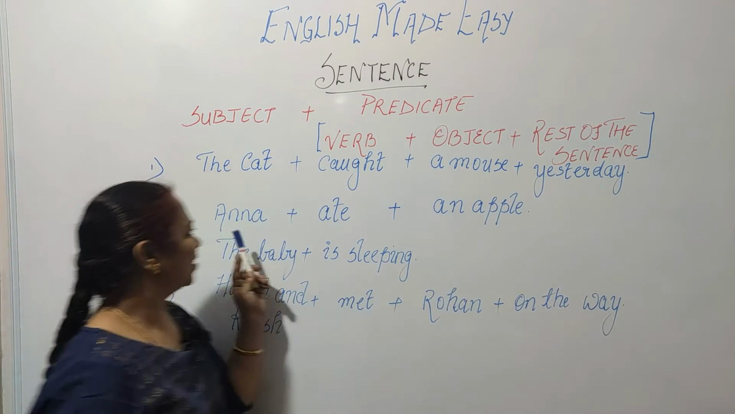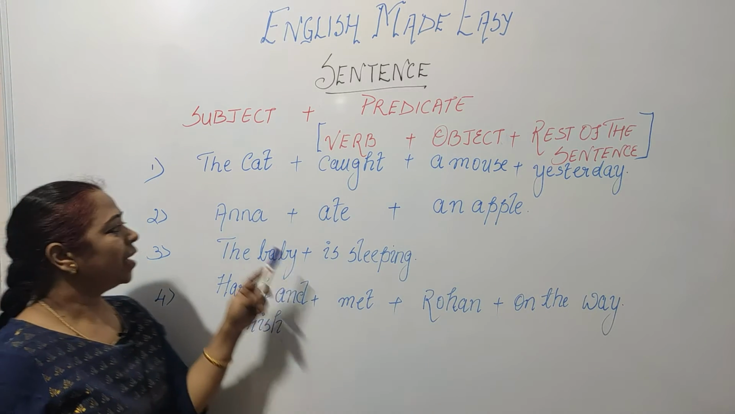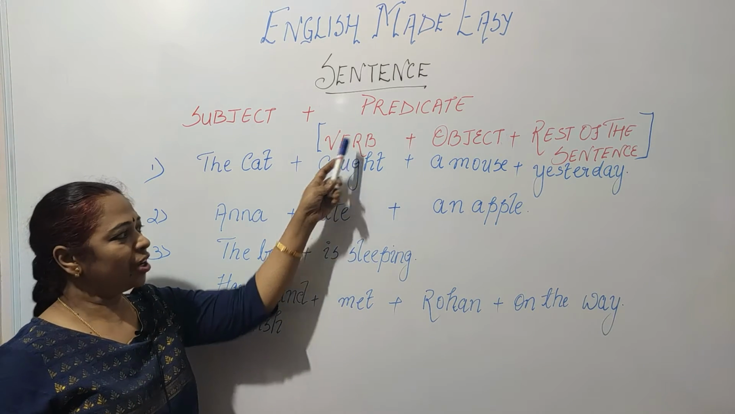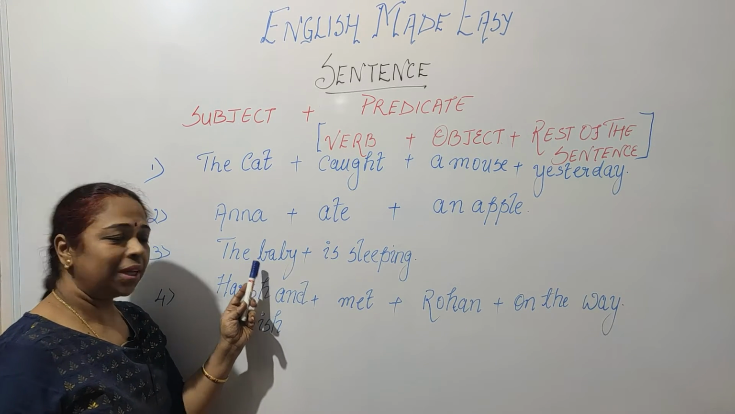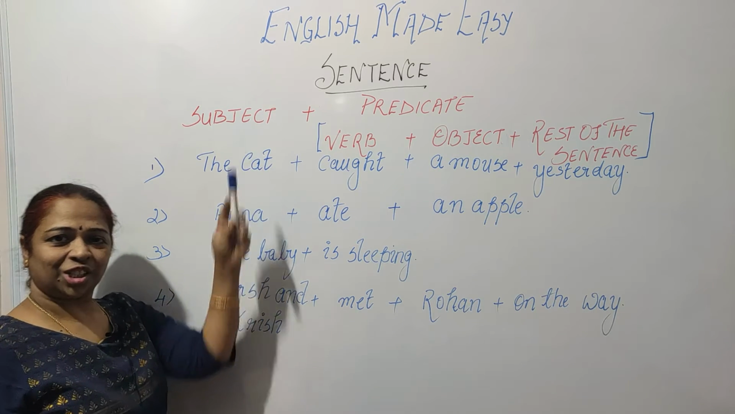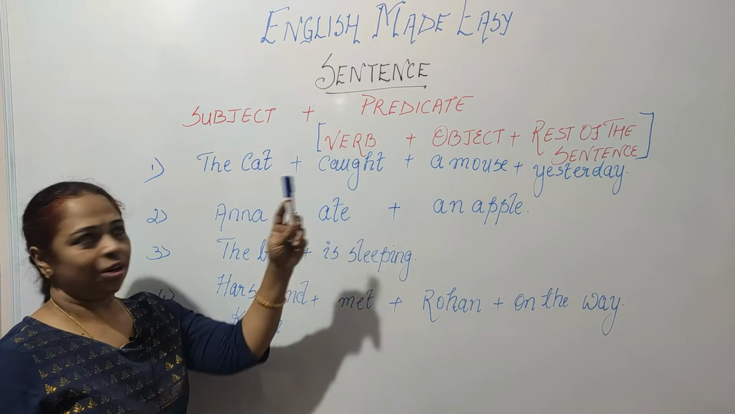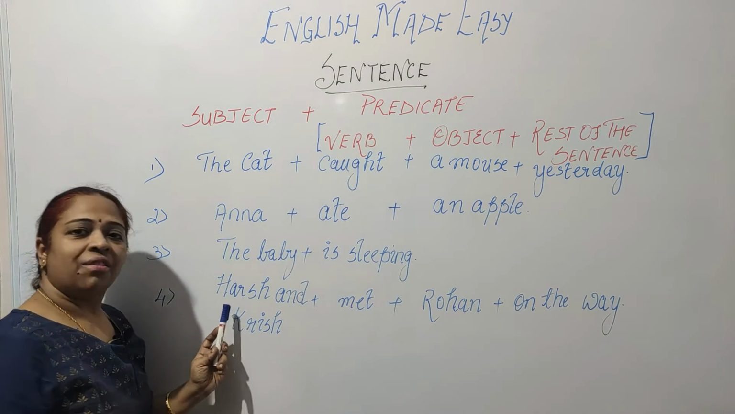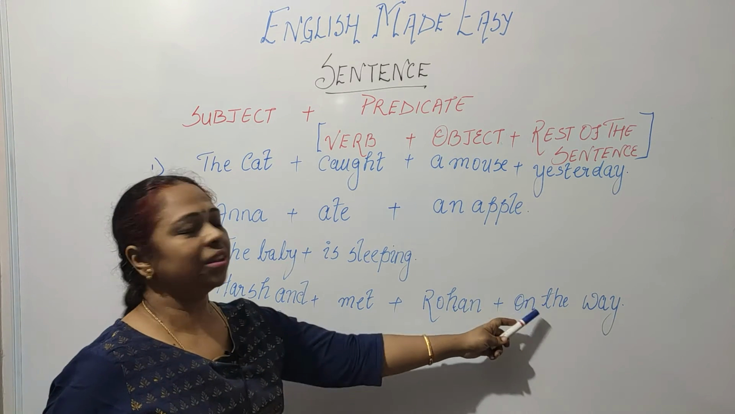Rest of the sentence. Next example, Anna ate an apple. Anna is the subject. Ate, verb, an apple, object. Next, the baby is sleeping. The baby is the subject about whom we are talking about. Is sleeping is the verb which comes under predicate.